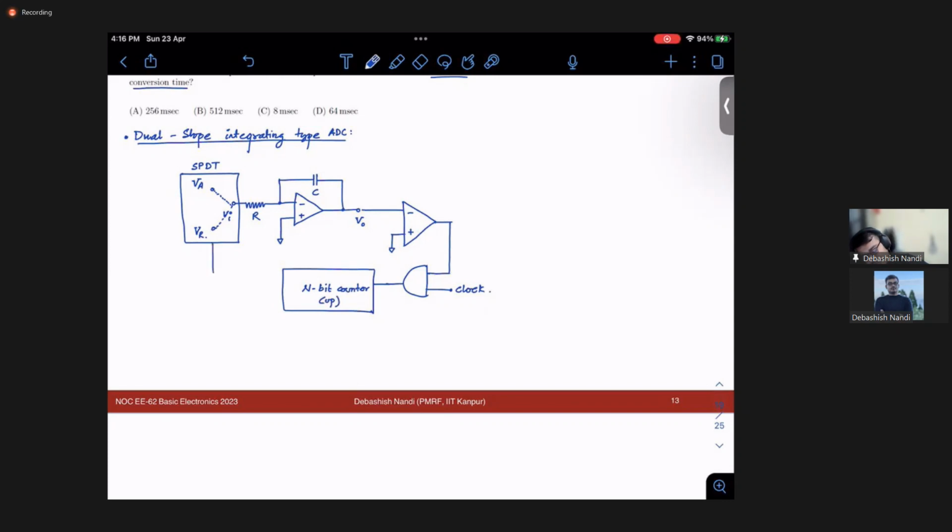And then you put this output, let's say this is the overflow bit, to this SPDT. Okay, so this is the kind of stuff you have in a dual slope ADC. So how does this work? Let me explain.